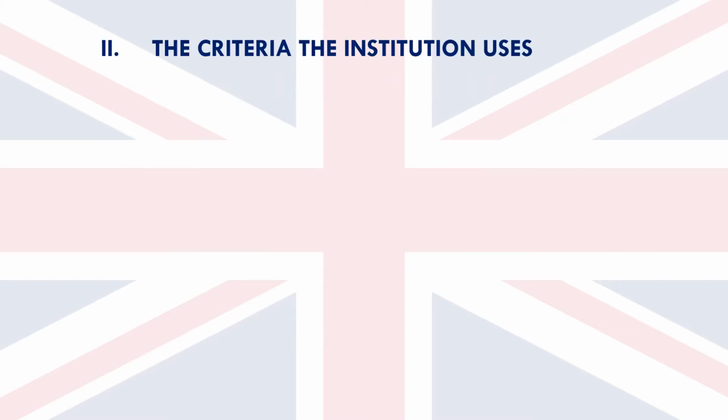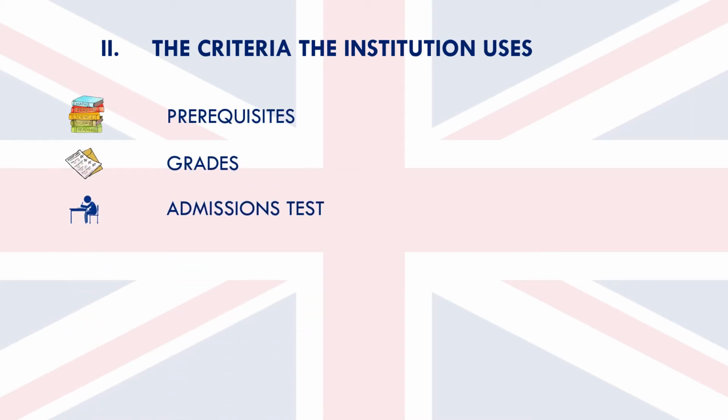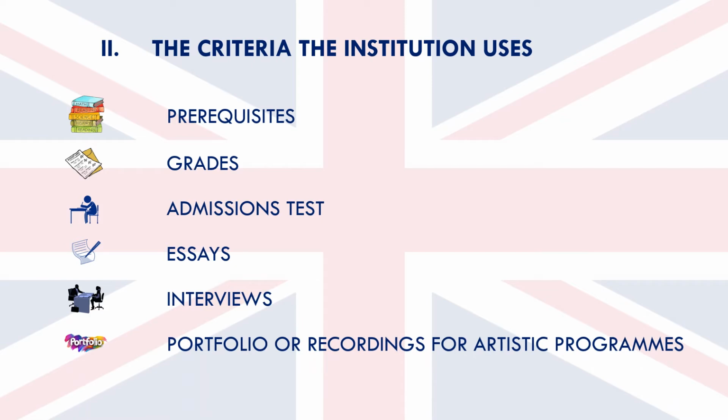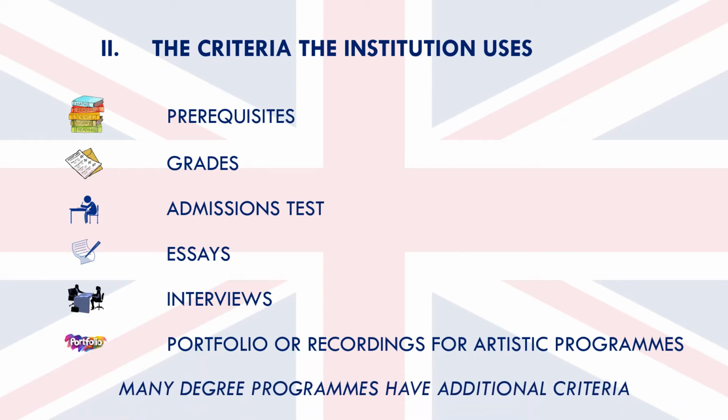UK institutions of higher education typically evaluate international applicants for undergraduate admission based on their prerequisites, grades, admissions test scores, essays, interviews, and portfolio or recordings for artistic programs. Many degree programs, however, have their own criteria, which can be found on their website.